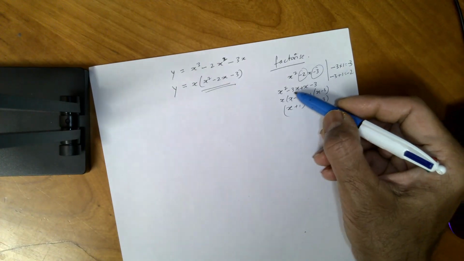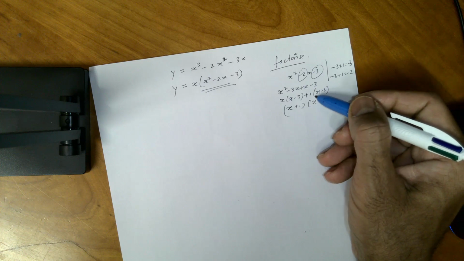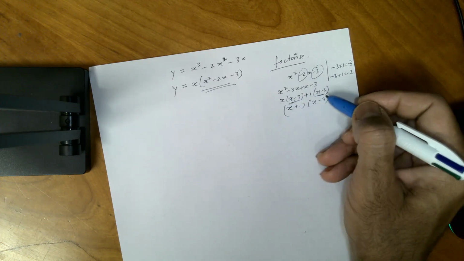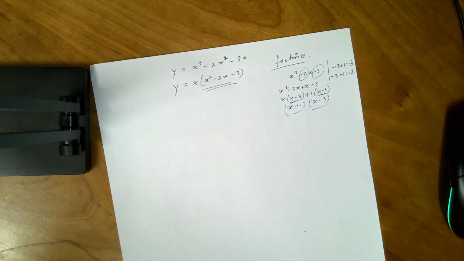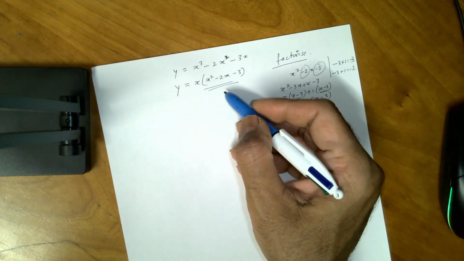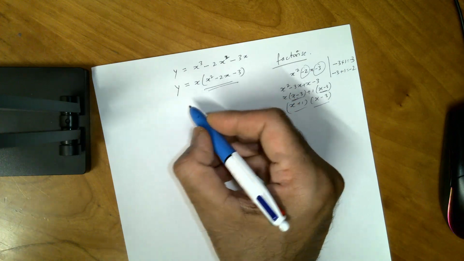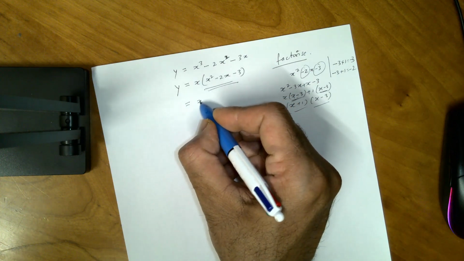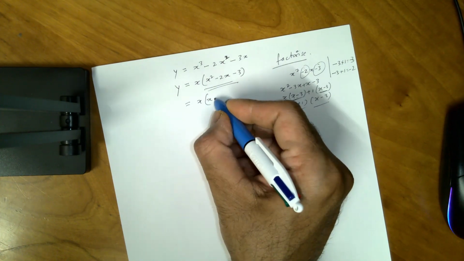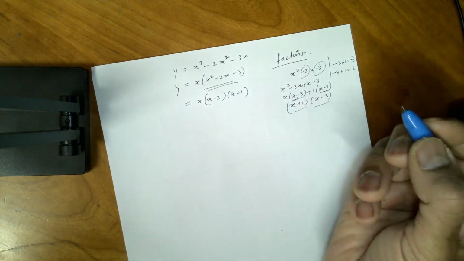So let's check again. We took x out, so you got x minus 3, then you got 1 here, then x minus 3, so we know that it's the same. So we got this factorized. Now just write down here these ones. So what will y be? Y will be x, x minus 3 and x plus 1.